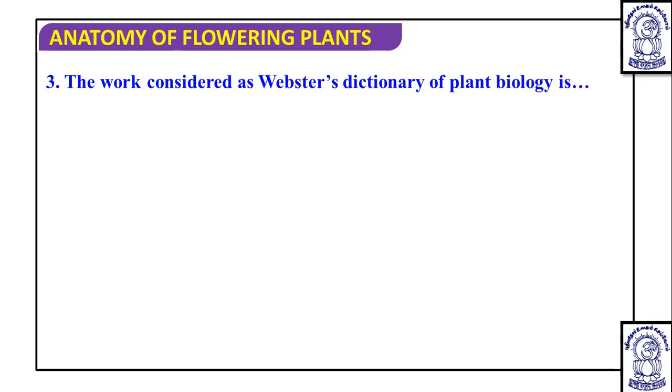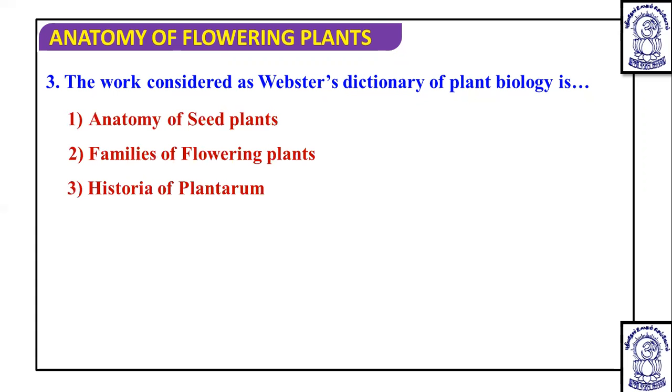And the work considered as the Webster's dictionary of plant biology is, okay, the Anatomy of Seed Plants, which was written by Katherine Esau. It was referred to as the Webster's dictionary of plant anatomy, an encyclopedia. This is nothing but the work of Katherine Esau. It is given in the initial part of the NCERT, page of NCERT. You should remember that.